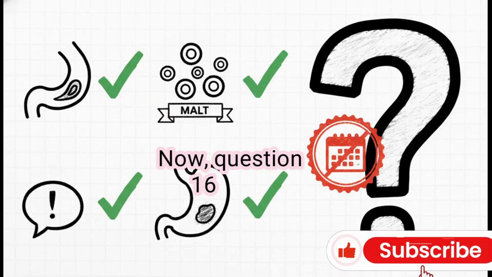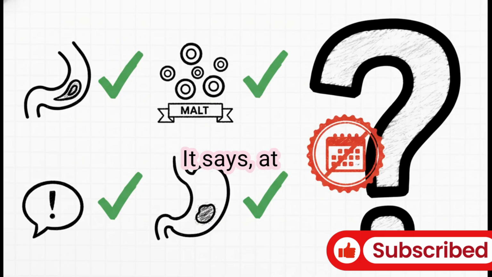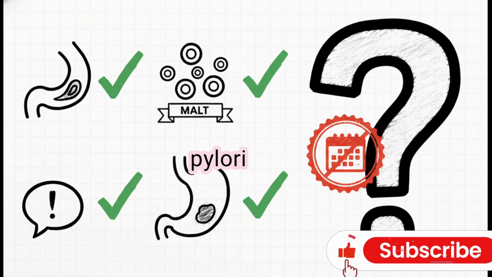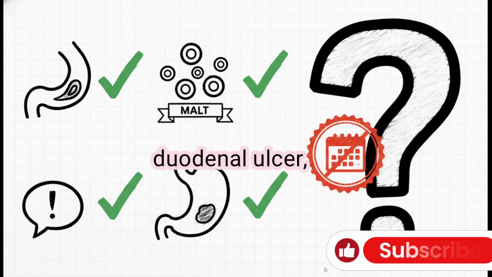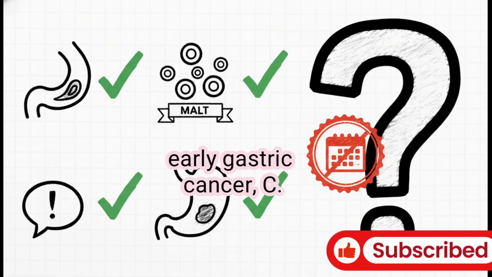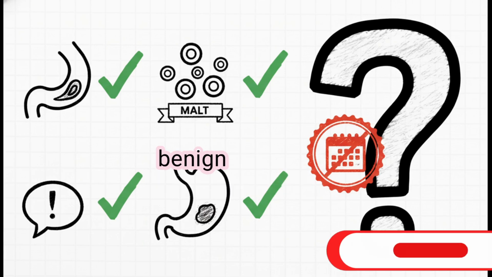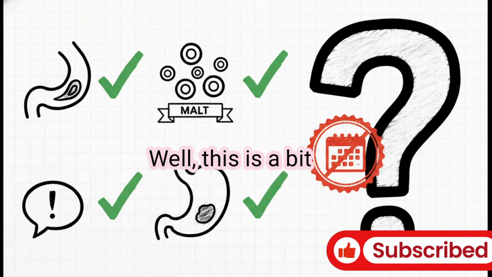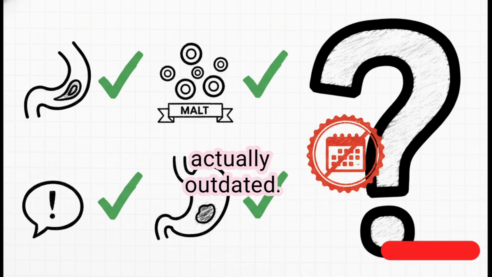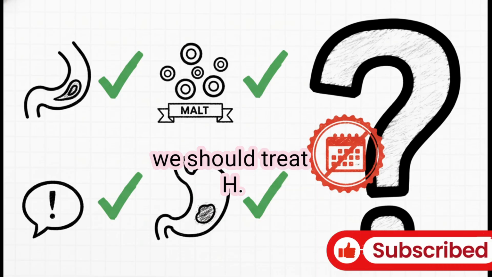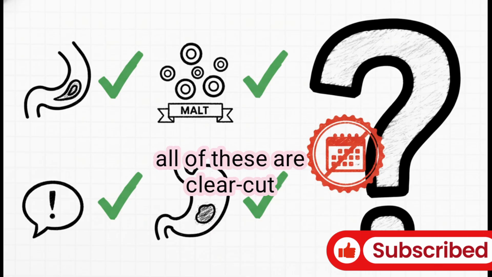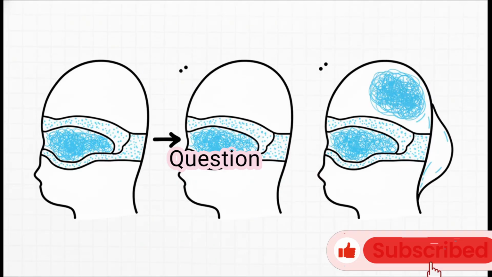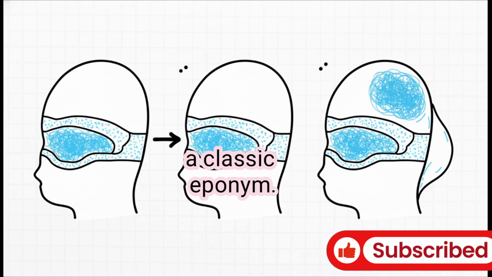Now, question 16 is an interesting one. It says, at present, treatment is recommended for H. pylori in association with all of the following except A. Duodenal ulcer, B. Early gastric cancer, C. MALT lymphoma, or D. Benign gastric ulcer. While this is a bit of a trick because the question is actually outdated, current guidelines say we should treat H. pylori in all of these situations. So while you might find this on an old exam, just remember that in modern practice, all of these are clear-cut indications for treatment.